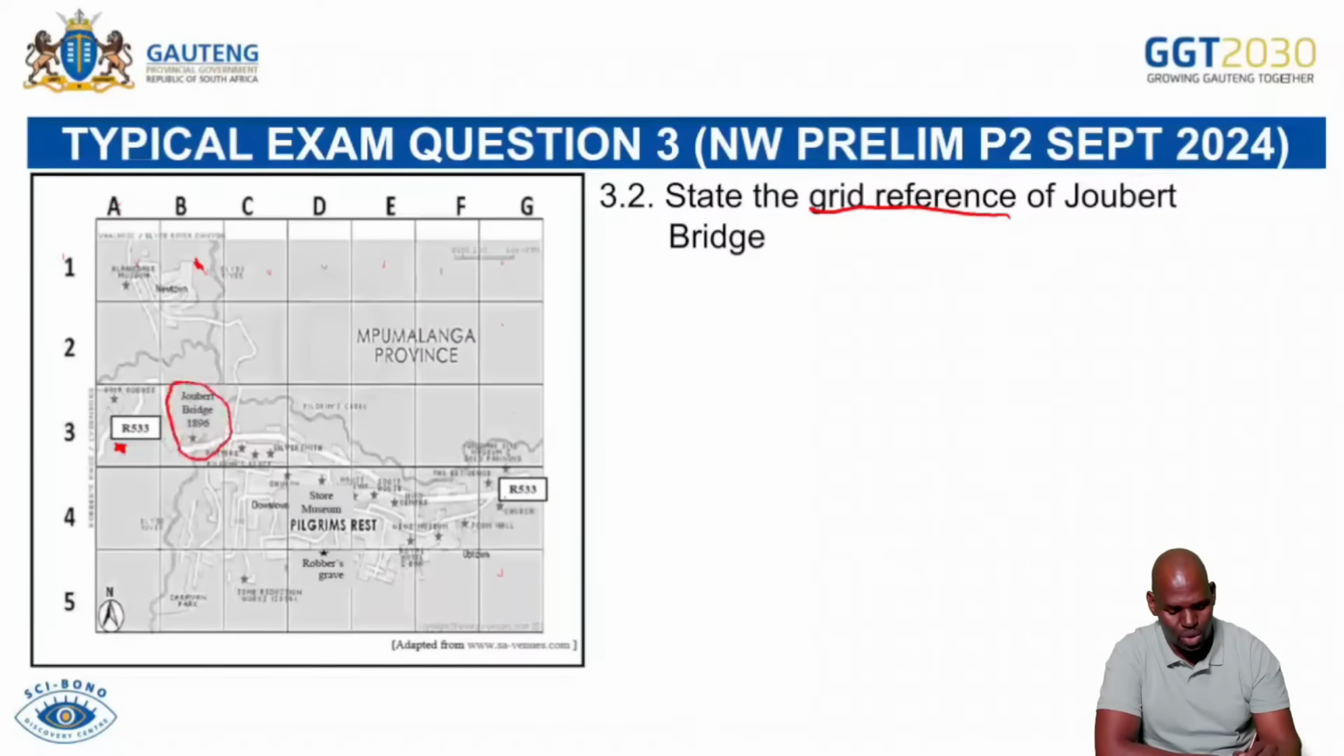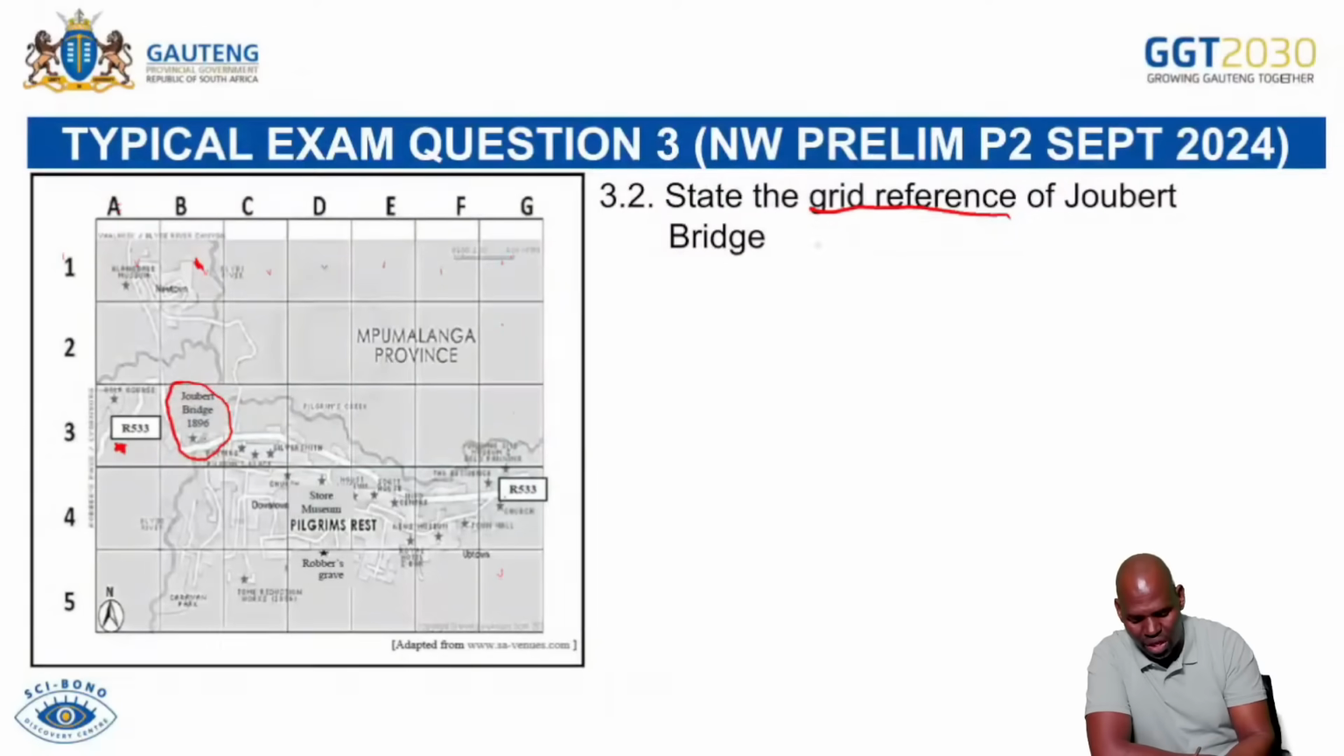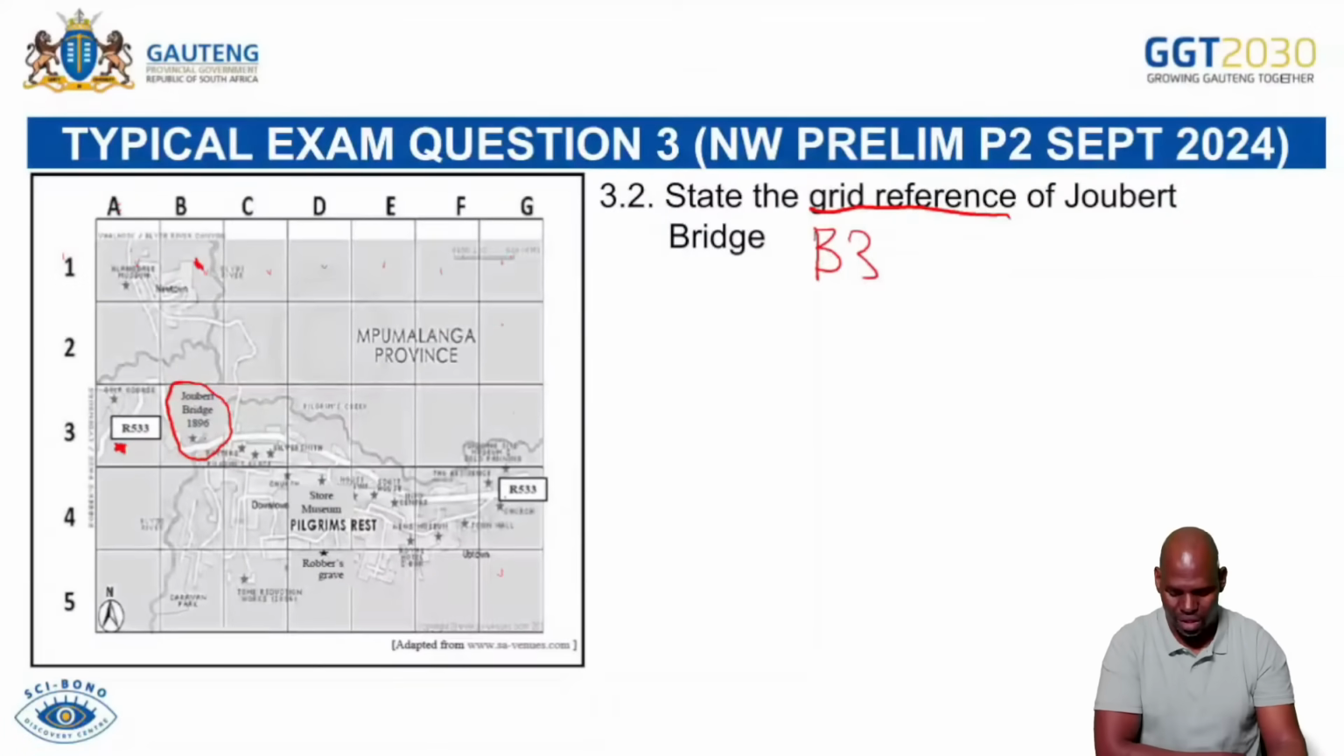So for the correct one, you look at the dot or you look at the star. In this case, likely the name Joubert Bridge is in the same block as the star. But we know that the name of the place is actually represented by the star. So the grid reference in this case will be B3. Okay, can you see how easy it is? Very, very easy. So the grid reference in this case is B3.